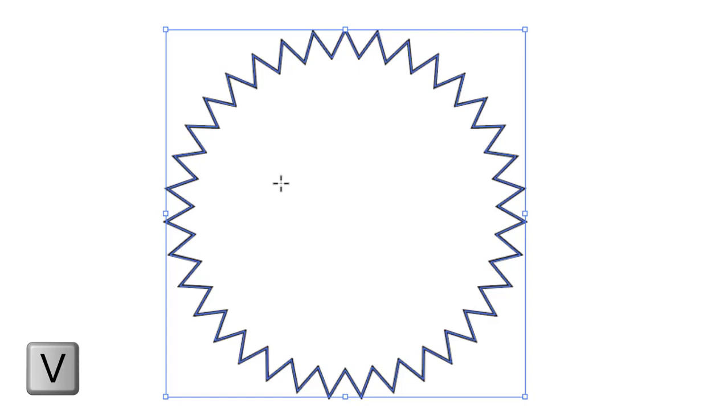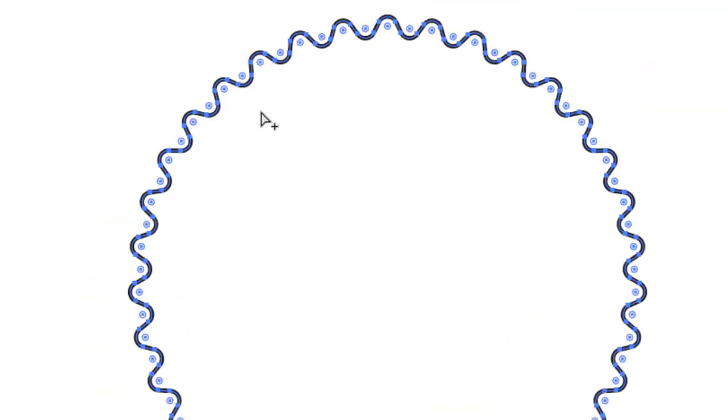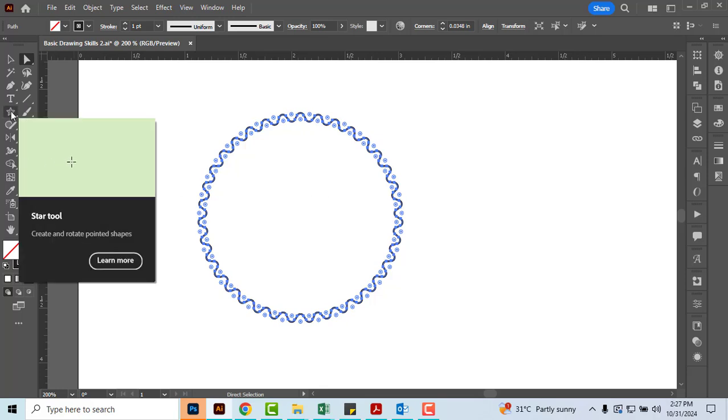With the shape selected, press V to activate the Selection tool. Then press A for the Direct Selection tool. You'll notice adjustable corner radius handles on each point of the star. Slightly drag one of these handles to soften the corners for a refined look. Next, draw an inner circle and align it precisely at the center of the star.